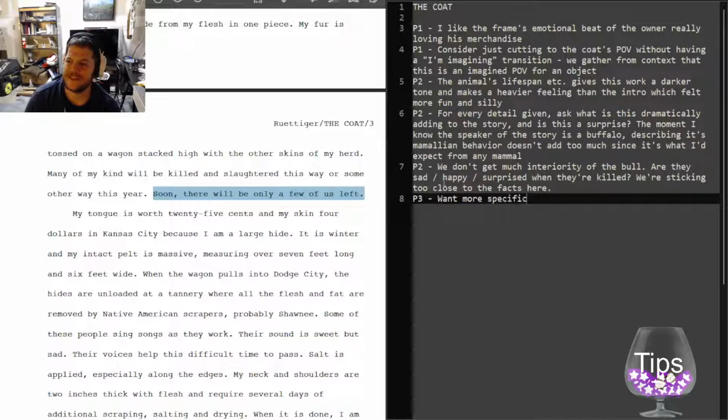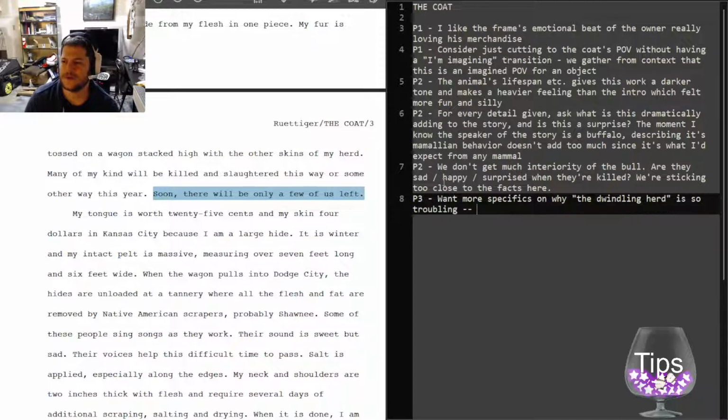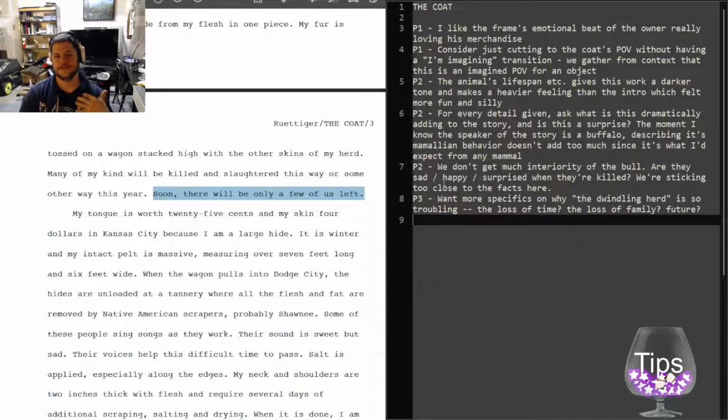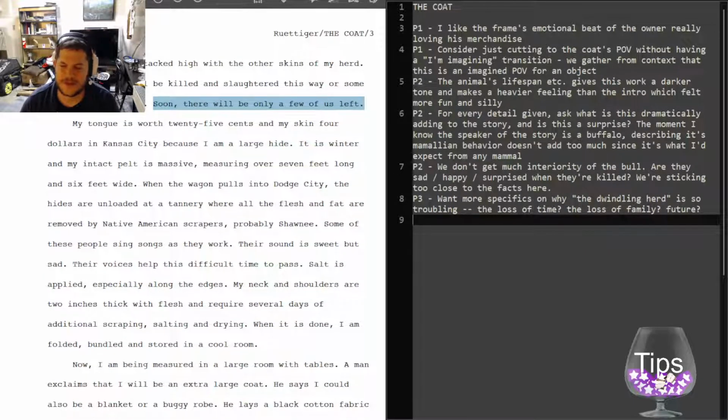More specifics on why the situation is so troubling. The loss of time, the loss of family, future. What about the dwindling herd is so sad for this buffalo?